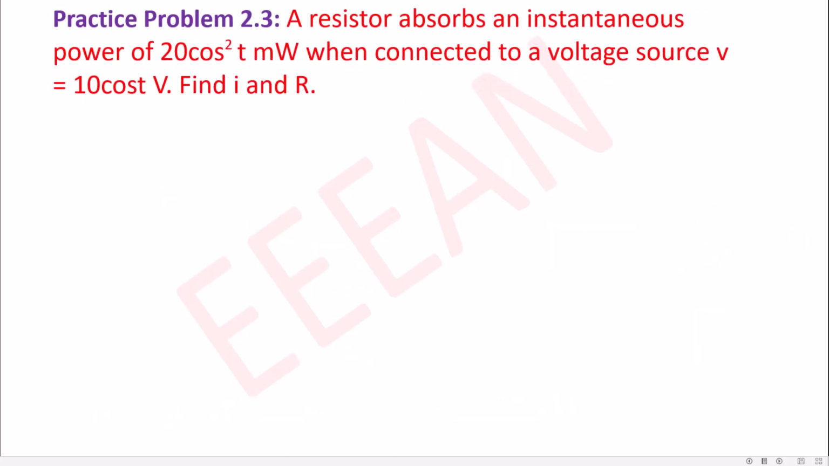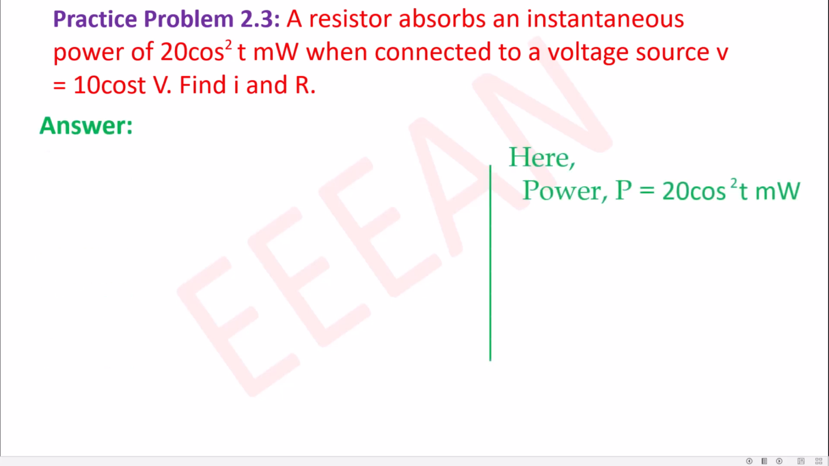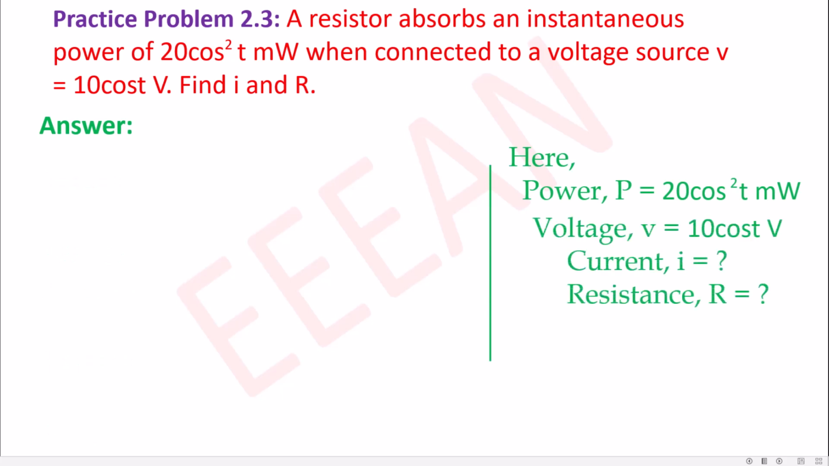And the last one, practice problem 2.3. The question says a resistor absorbs an instantaneous power of 20 cos square t milliwatt when connected to a voltage source V equals 10 cos t volt. Find I and R. So we have to get current and resistance. Given the power P and the voltage V, we have to find the values of I and R.